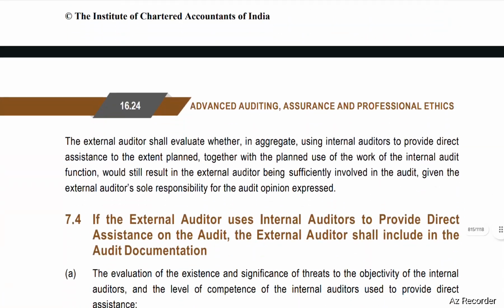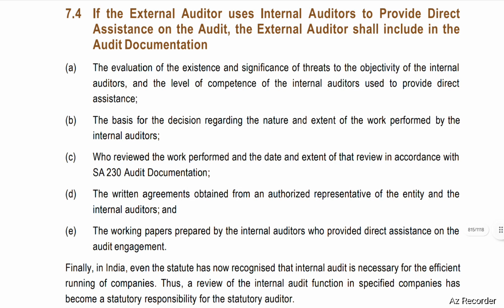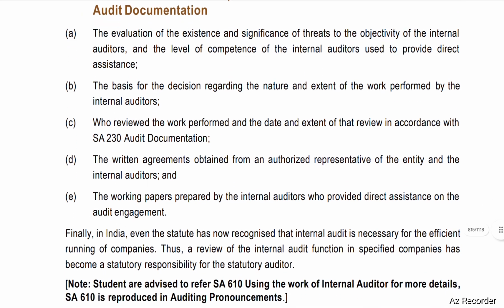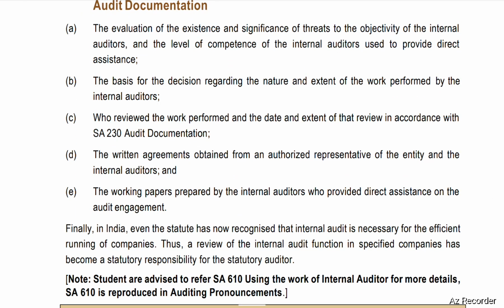Next, if the external auditor uses internal auditors to provide direct assistance on the audit, the external auditor shall include in the audit documentation the evaluation of the existence and significance of the threats to the objectivity of the internal auditors and the level of competence of the internal auditors used to provide direct assistance. The basis for the decision regarding the nature and extent of the work performed by the internal auditors, who reviewed the work performed, and the date and the extent of that review in accordance with SA 230, audit documentation. The written agreements obtained from an authorized representative of the entity and the internal auditors, and working papers prepared by the internal auditors who provided direct assistance on the audit engagement.